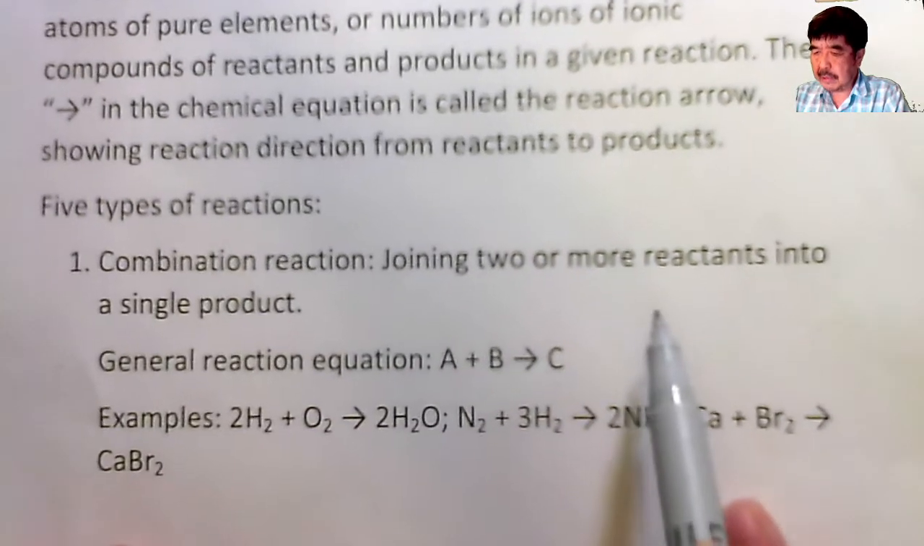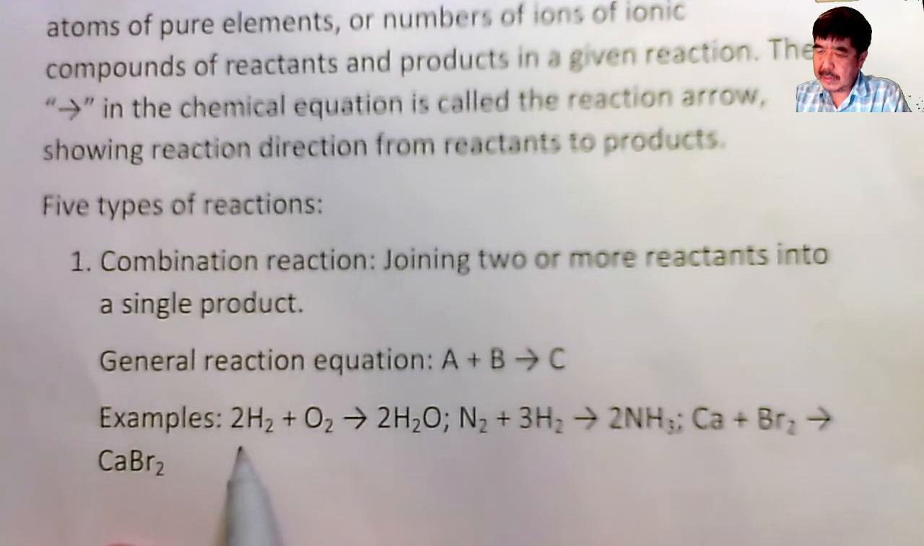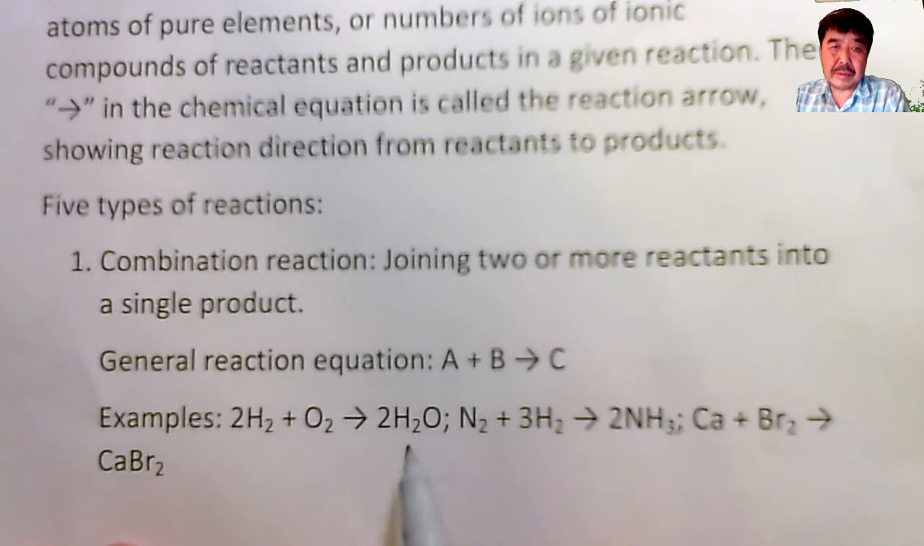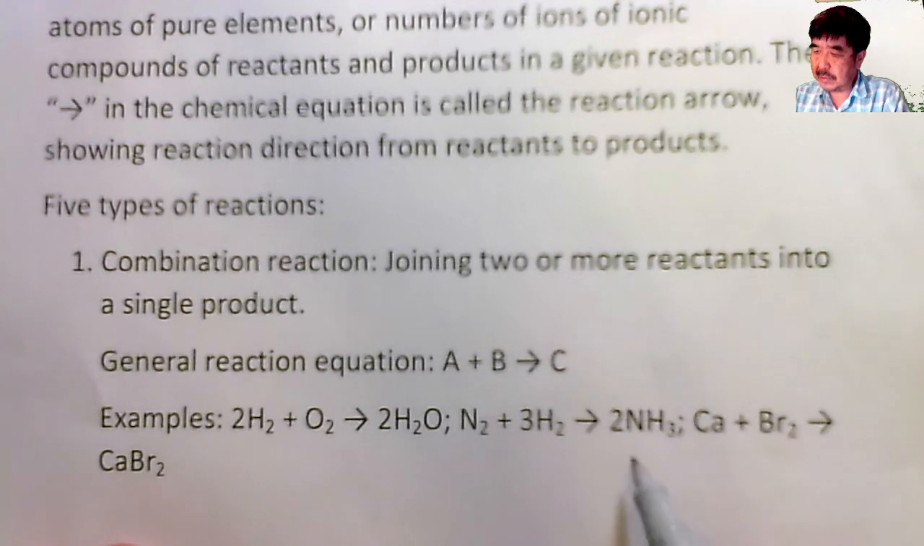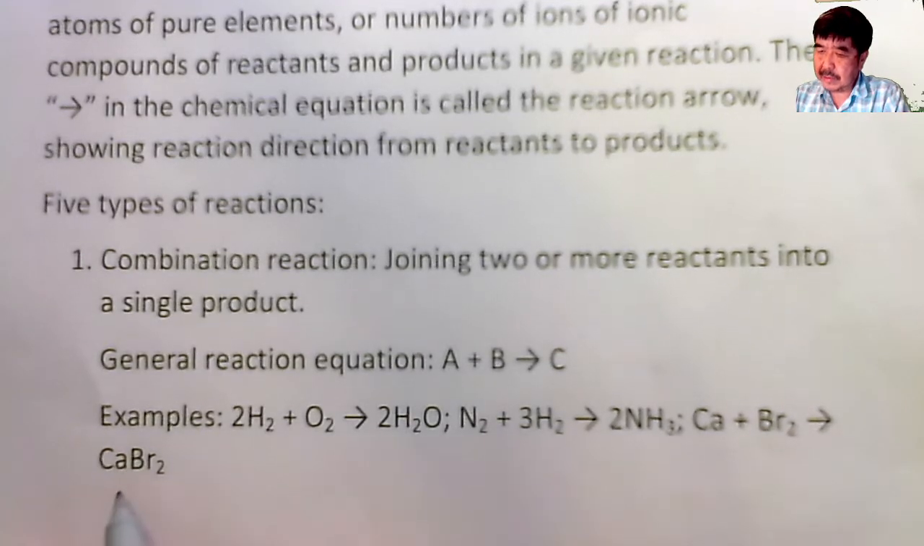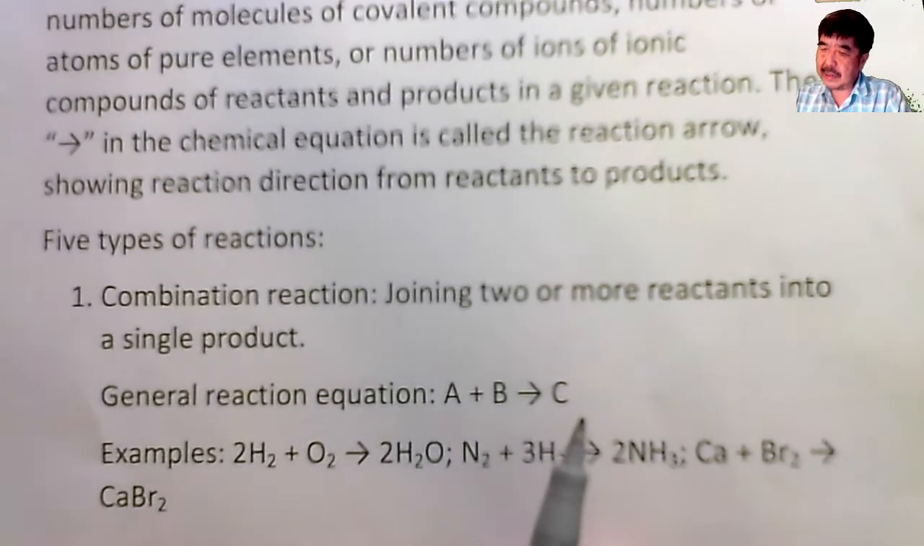The examples here: the first one, 2 hydrogen gas plus 1 oxygen gas generate 2 water molecules. And the second one, nitrogen plus hydrogen generate ammonia. And this one is calcium plus bromine generates calcium bromide. Okay, this is a combination reaction.